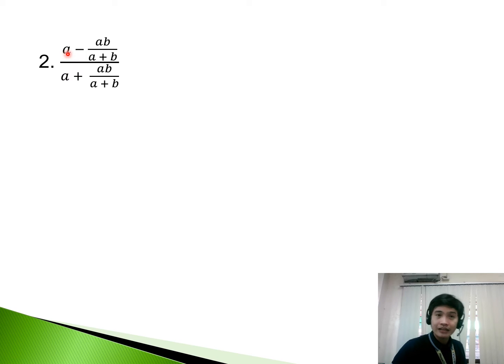Kung ating titignan ang denominators sa mga fractions na involved dito, sa itaas, sa numerator natin, we have 1 tsaka a plus b. Sa baba naman, we have 1 over a plus b. So dahil 1 tsaka a plus b lang naman yan, tapos sa baba, 1 and a plus b, definitely ang LCD natin ay simply a plus b. So yun po yung ating unang proseso.